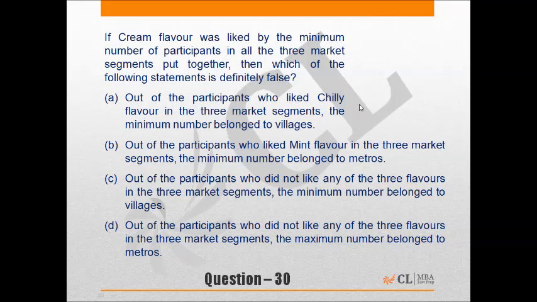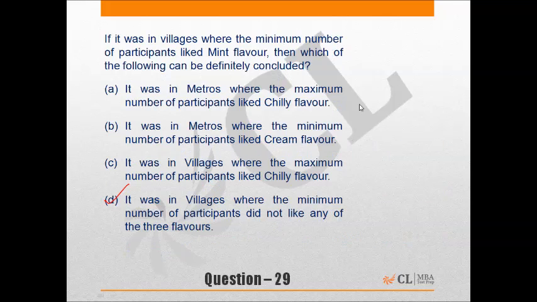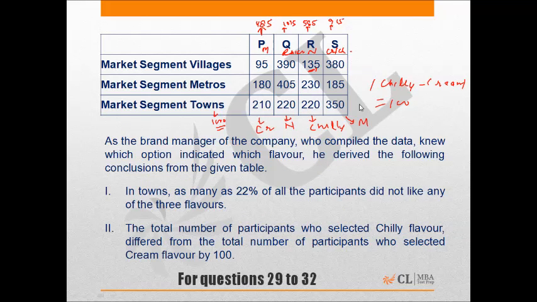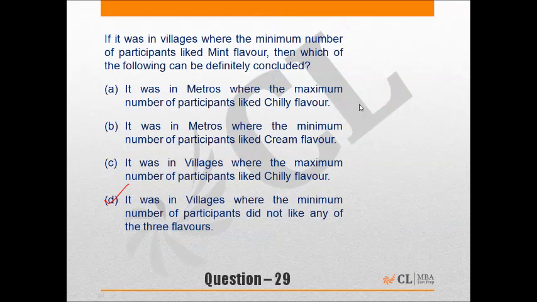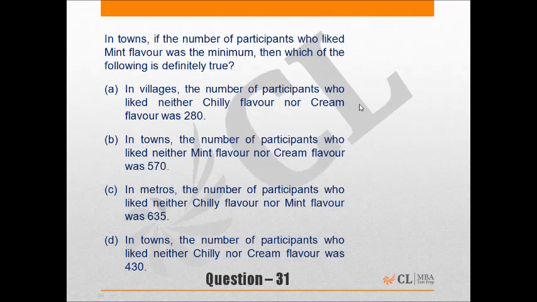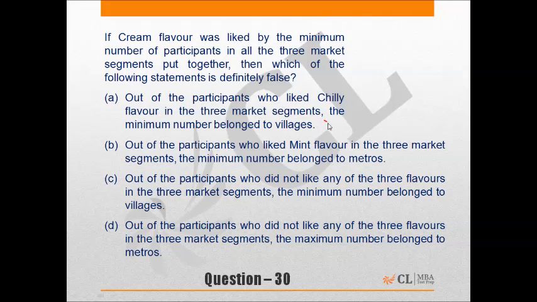First statement states: out of the participants who like chili flavor in the market segment, the minimum number belong to villages. Chili flavor minimum number belongs to villages. Yes, it is true because the minimum number of people who responded for R, that is chili, was from villages. So first statement is not definitely false. Come to the next statement.